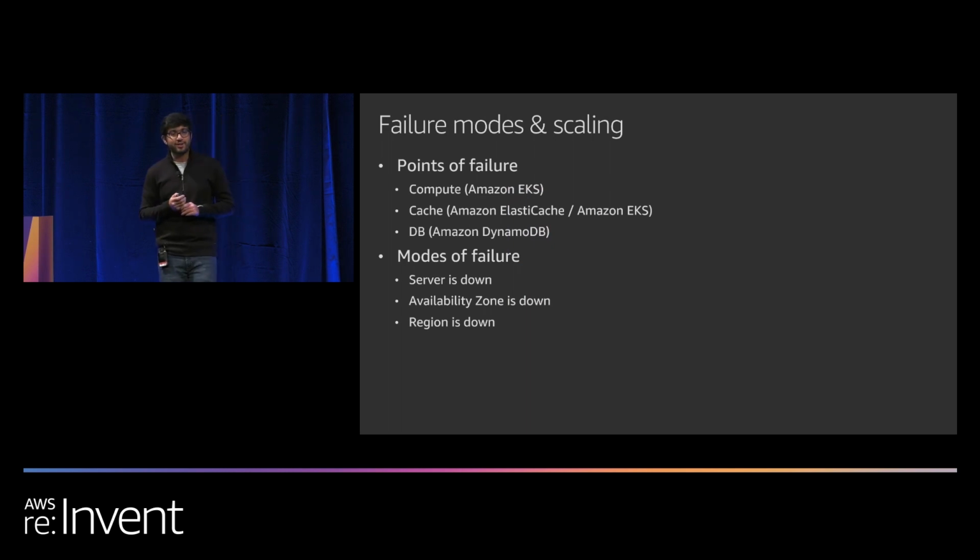So now the fun stuff, failure modes. If you remember our primary region stack, we had three components over there. We had our EKS cluster, which is our compute. We had our cache, and then we had our DynamoDB table itself. So these are the three sets of components that could face issues. And then we have various different modes of failures in increasing order of severity. We could have a single instance of a server going down, or a whole AZ going down, or a whole region having issues.